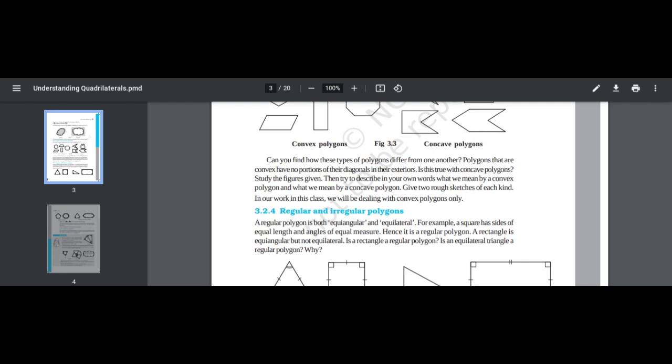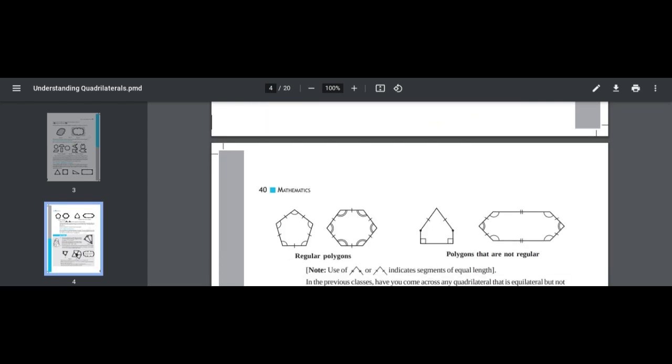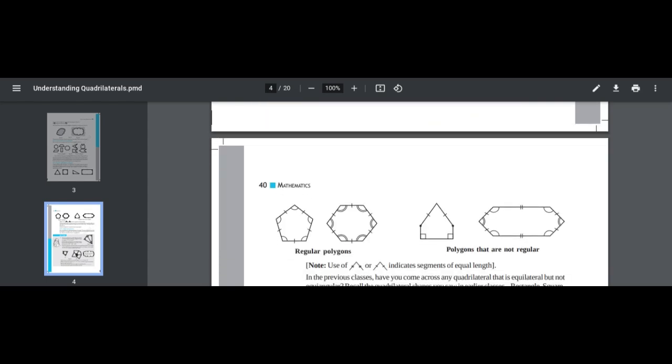Okay, so a regular polygon is both equilateral and equiangular, and we have done with this. Now on the next page, these are a few shapes which are not polygons. Okay, here we have a pentagon with 1 2 3 4 5 sides, and a hexagon with 1 2 3 4 5 6 sides, because every angle and every side is equal in measurement, and that is a regular polygon. And the polygons that are not regular have different angles and different lengths.